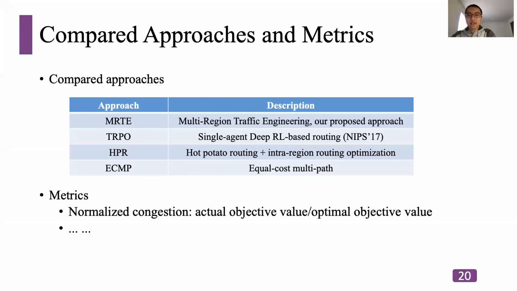To compare TE performance, we define normalized congestion. Normalized congestion is computed by the actual objective value divided by the optimal objective value. The optimal values can be obtained by solving a global optimization problem.